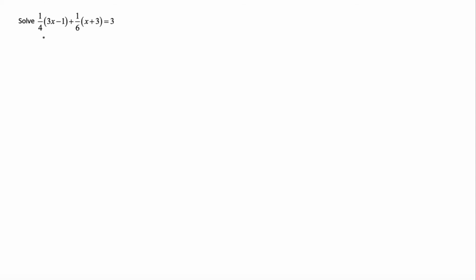All right, so let's solve this equation. We have 1/4 times (3x - 1) plus 1/6 times (x + 3) equals 3.